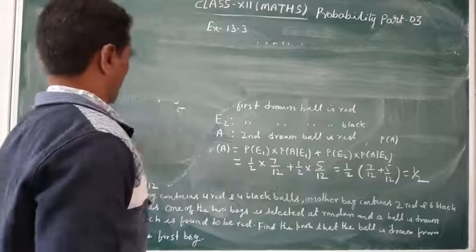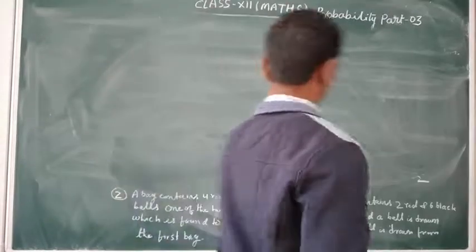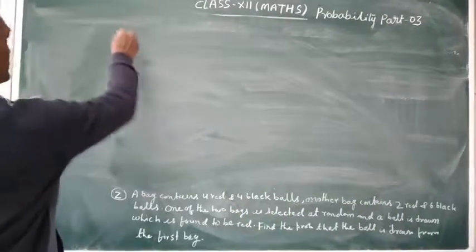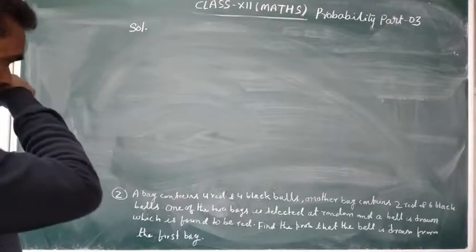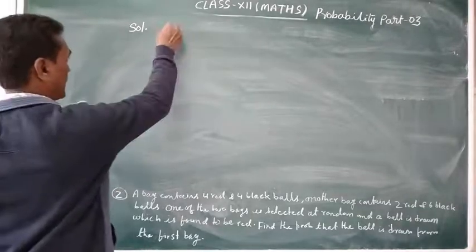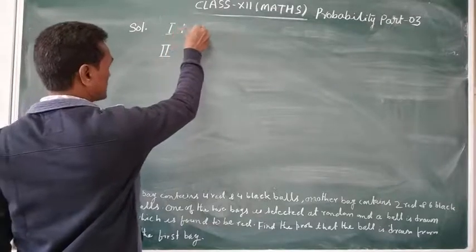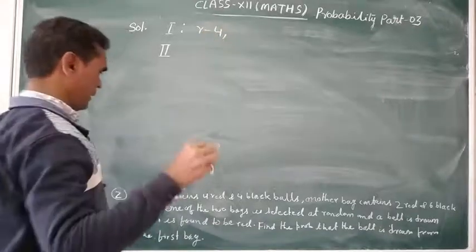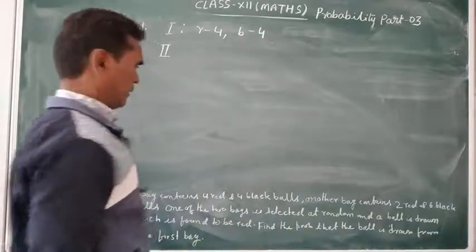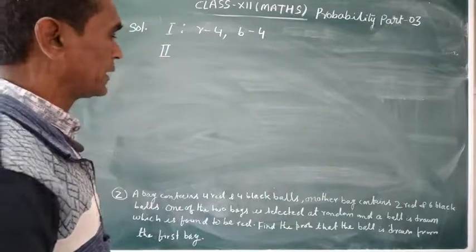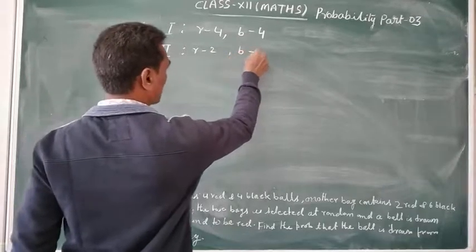Now the second question, which is based on Bayes theorem. The question is: there are 2 bags, bag 1 and bag 2. Bag 1 contains 4 red balls and 4 black balls. Another bag contains 2 red balls and 6 black balls.